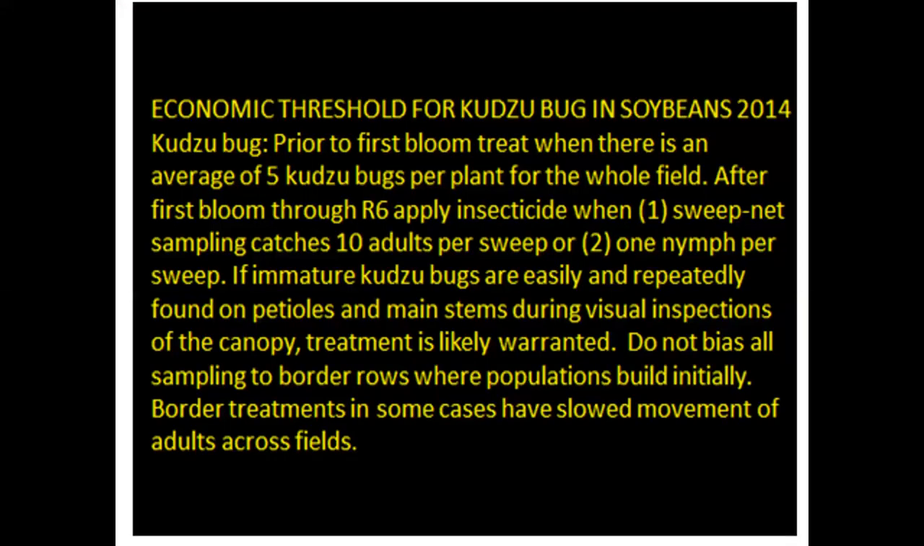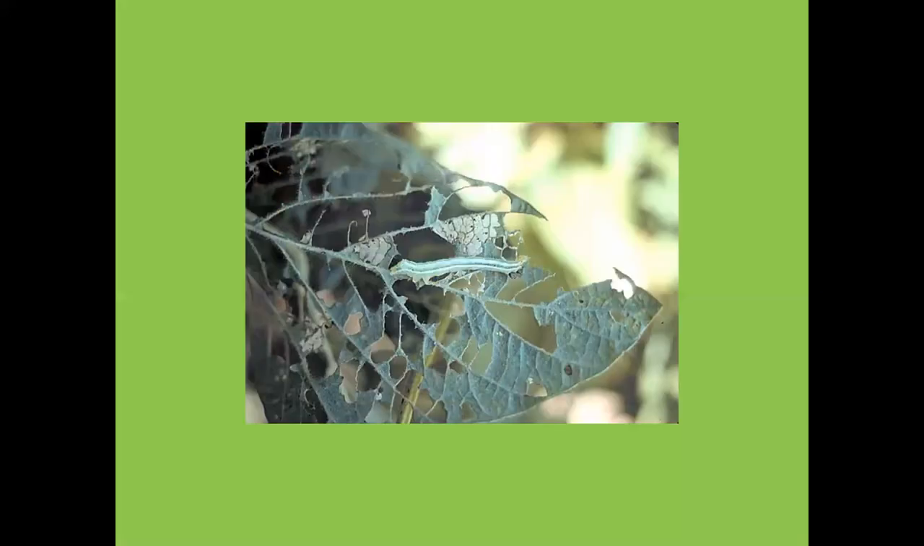Economic threshold for kudzu bug: prior to first bloom, treat when there is an average of 5 kudzu bugs per plant for the whole field. After first bloom through R6, apply insecticide when the sweep net catches 10 adults per sweep, or you have one or more nymph per sweep.